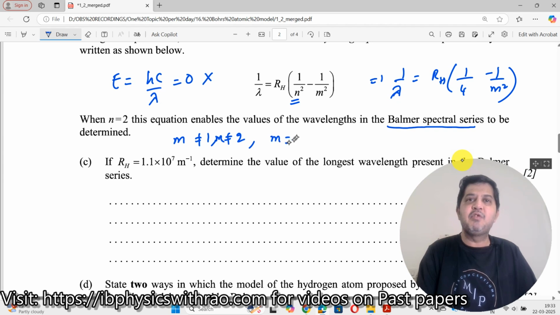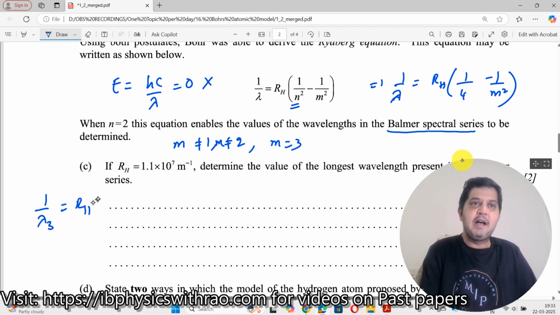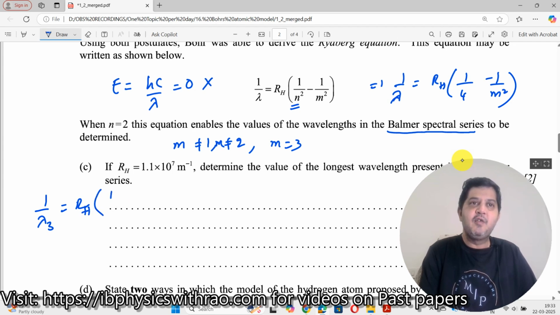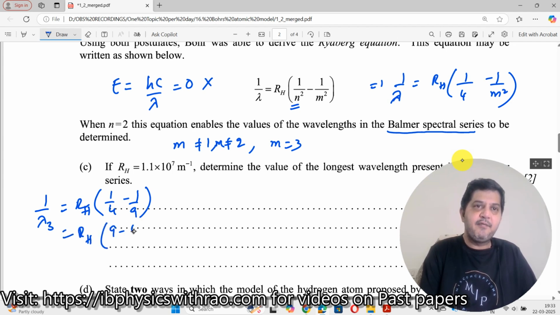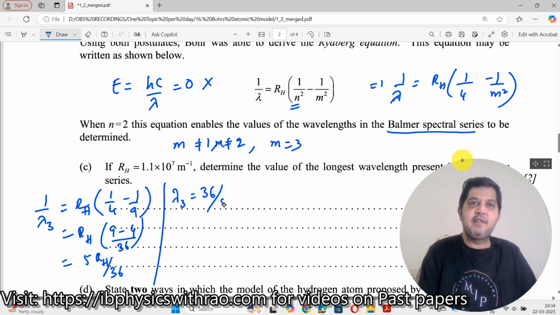Now, can I have m equal to 3? Definitely, m equal to 3 is possible. If I put m equal to 3, what will happen? Let me write it down here: 1 by lambda 3 is equal to RH into (1 by 4 minus 1 by 9). Taking the LCM, 9 ones are 9, 4 nines are 36, and 9 minus 4 is 5. So this is 5 RH divided by 36, or lambda 3 is equal to 36 divided by 5 RH.